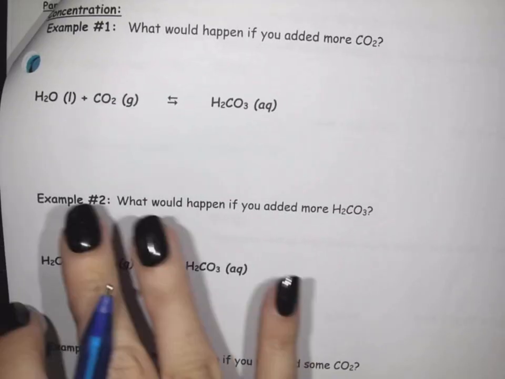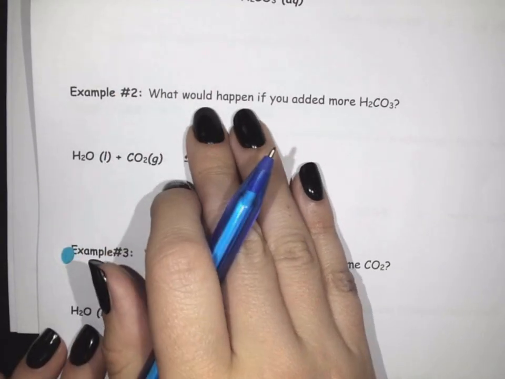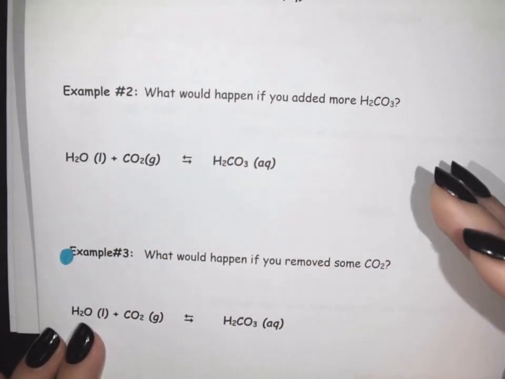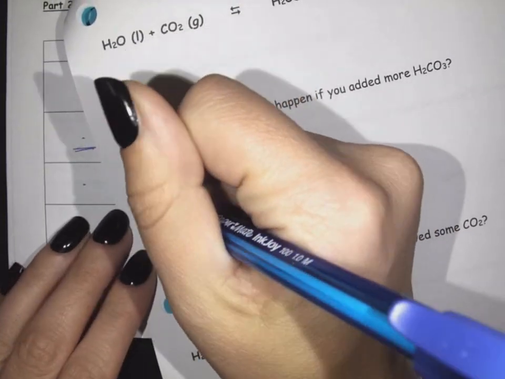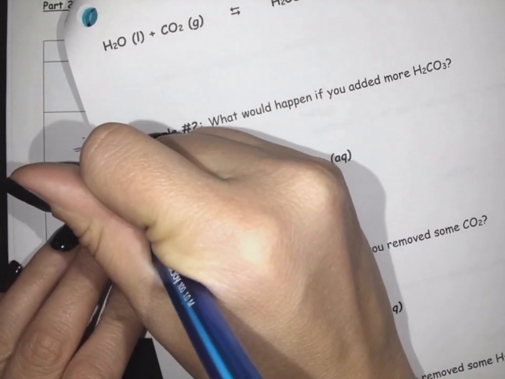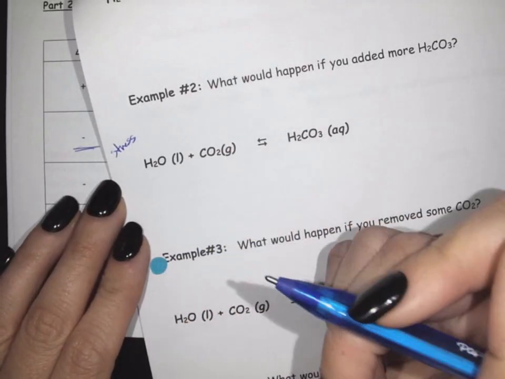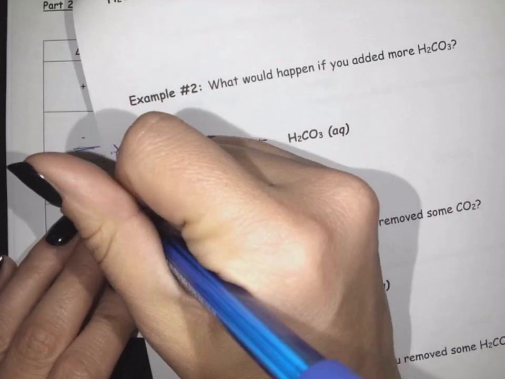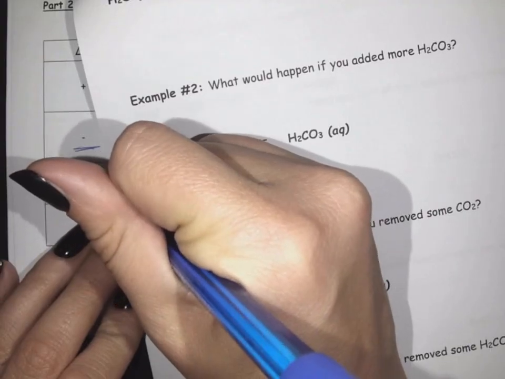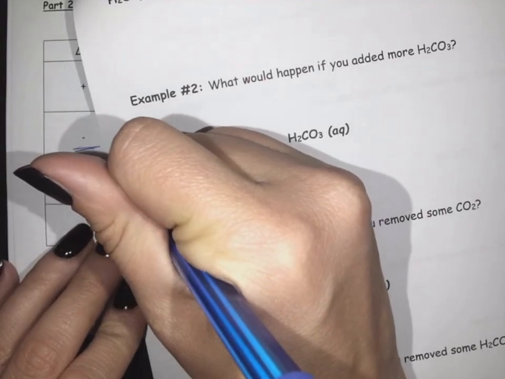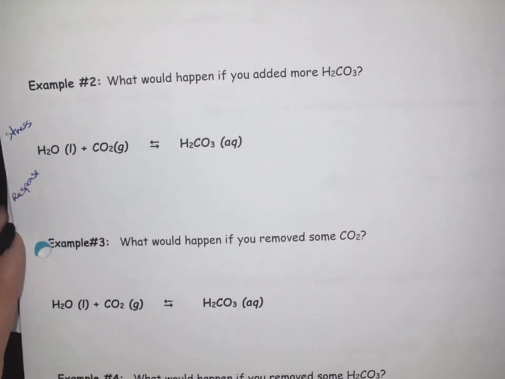So here's example number 2. It says, what would happen if you add more H2CO3? Just as a reminder, up above the reaction, that's where I add arrows that represent the stress, something that's going to throw it out of equilibrium. And down below is where I put the response by a chemical reaction.